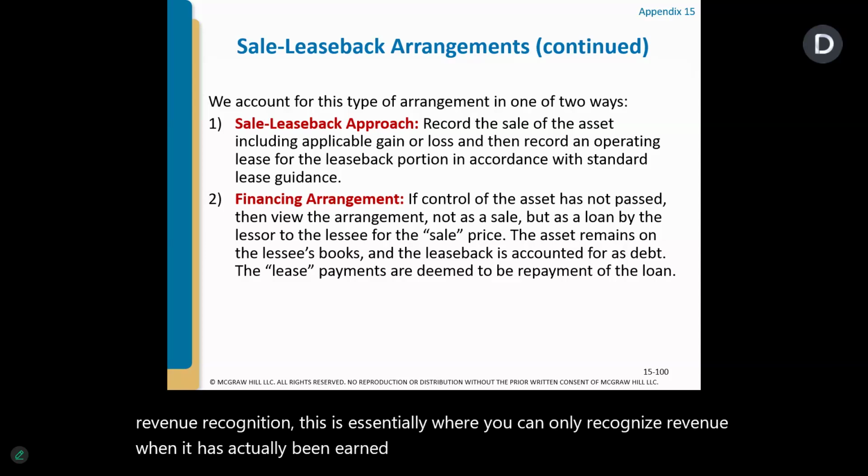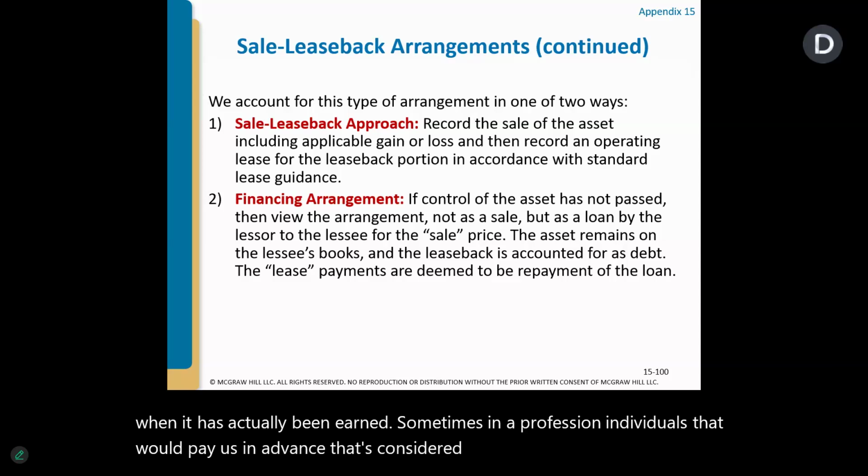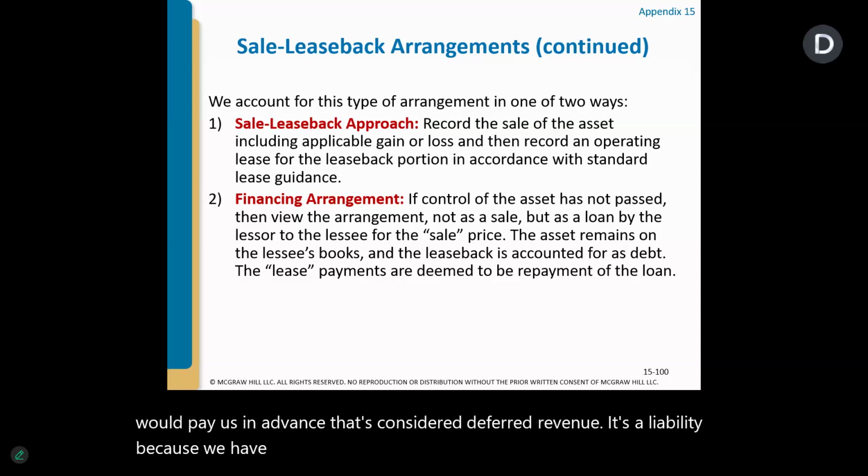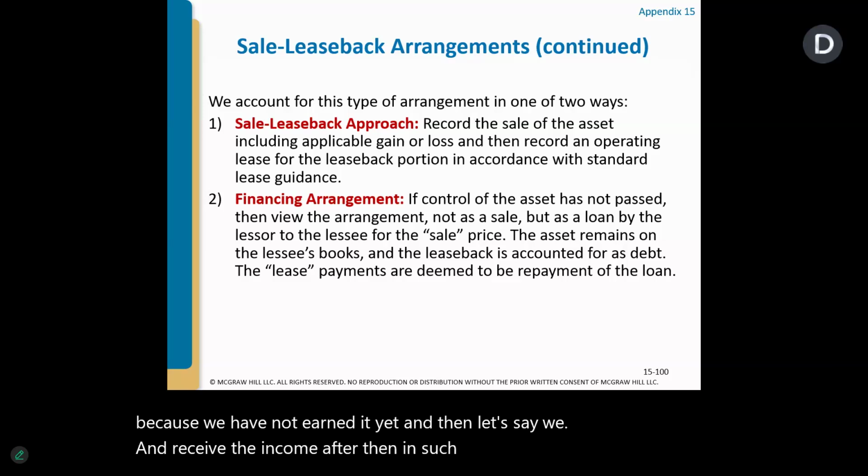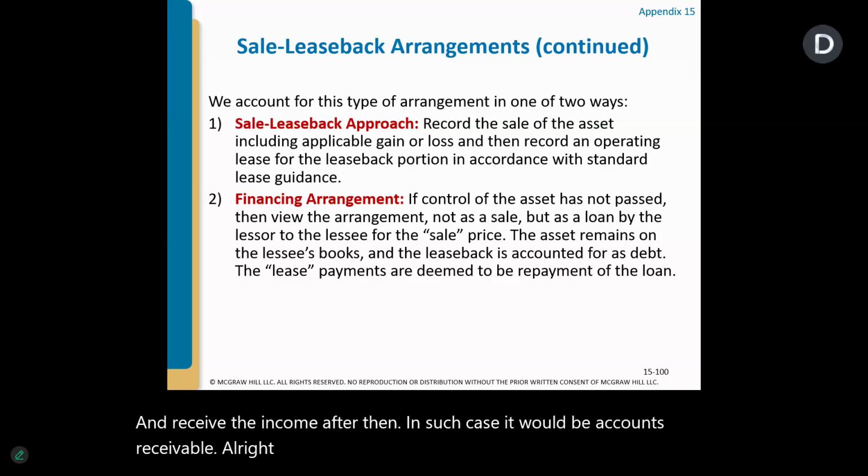Sometimes in a profession, individuals would pay us in advance. That's considered deferred revenue. It's a liability because we have not earned it yet. And then let's say we receive the income after, then in such case, it would be accounts receivable. All right. So just something to keep in mind.